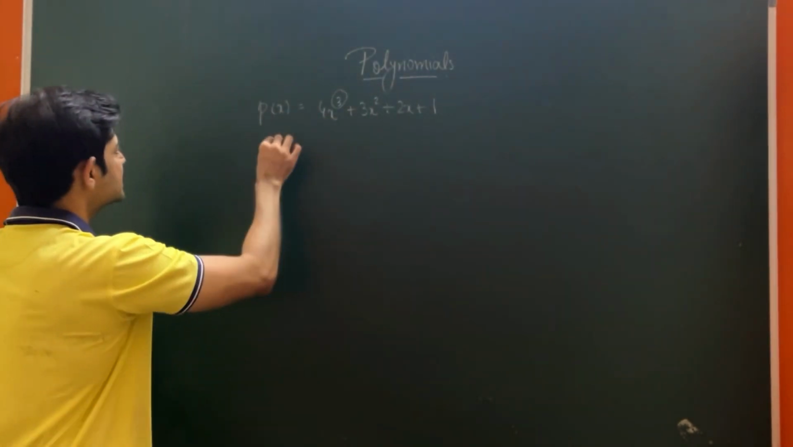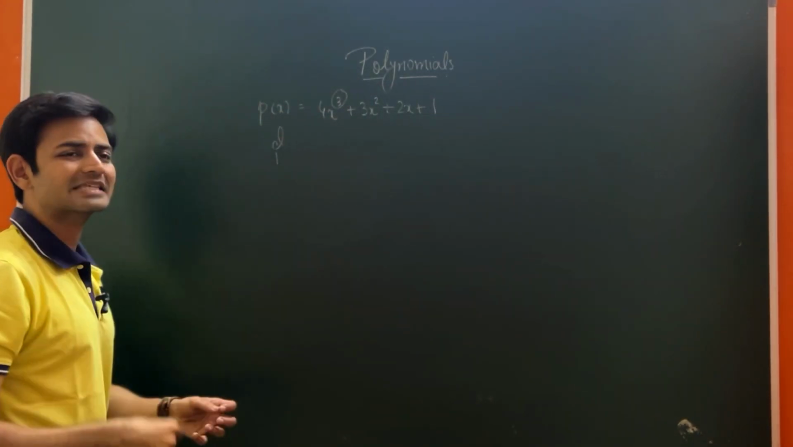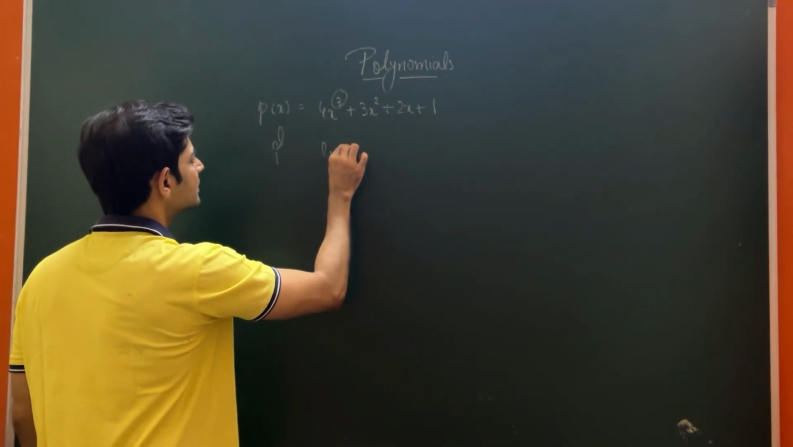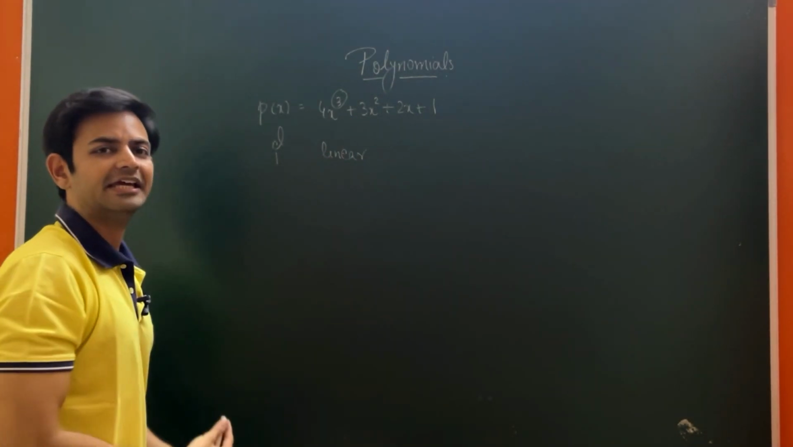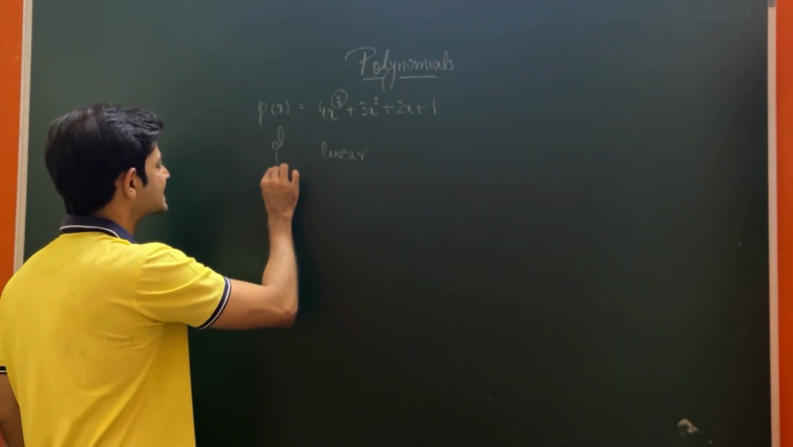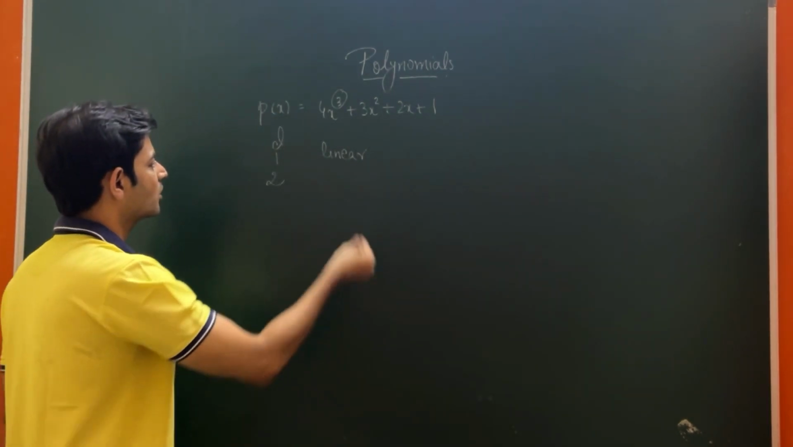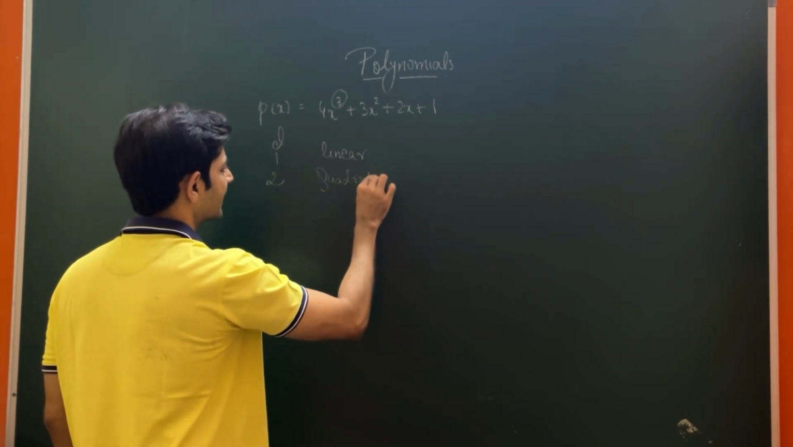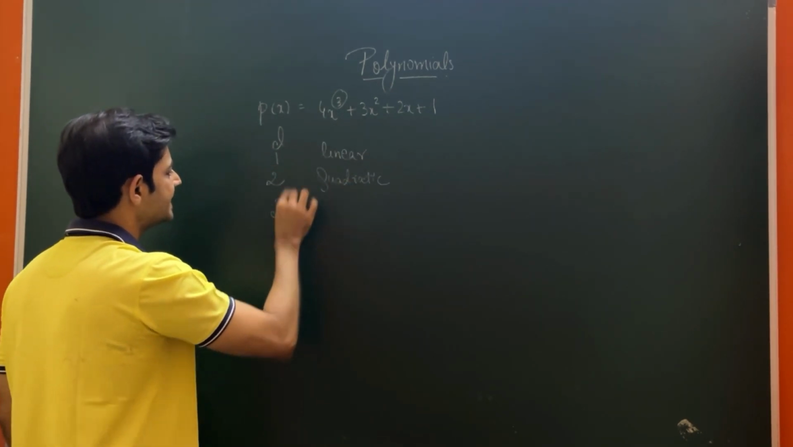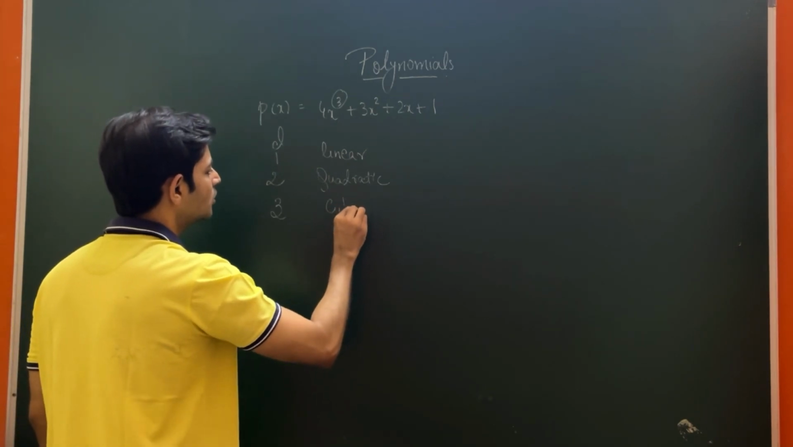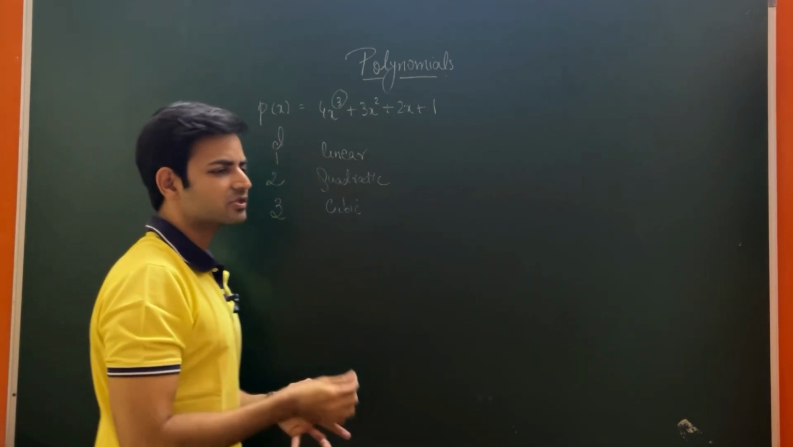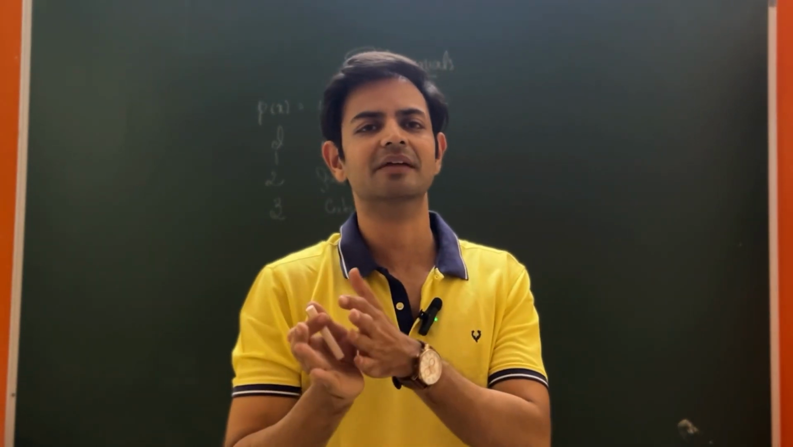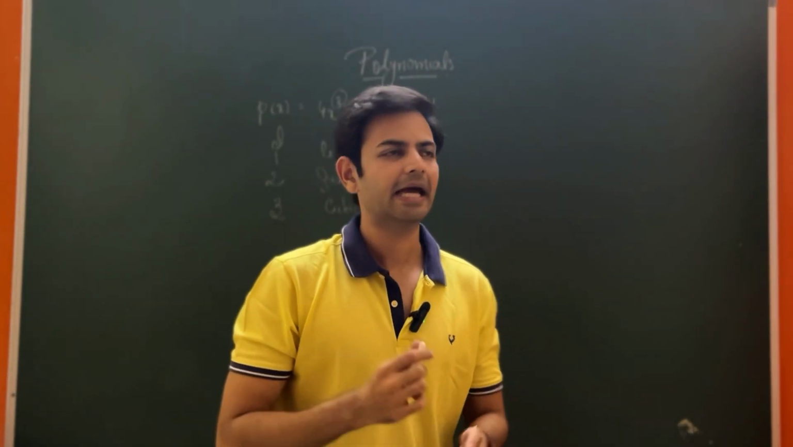Now if the degree is 1, that is the maximum power is 1, it is called a linear polynomial. If the degree is 2 or the maximum power is 2, it is called a quadratic polynomial. If the degree is 3, it is called a cubic polynomial. So based on the degrees, this is how you can categorize, or these are the types of polynomials.